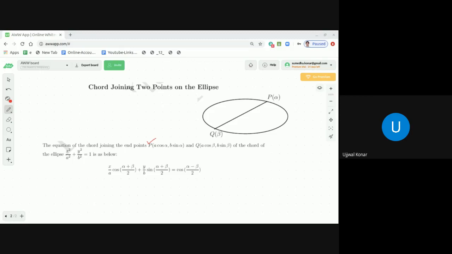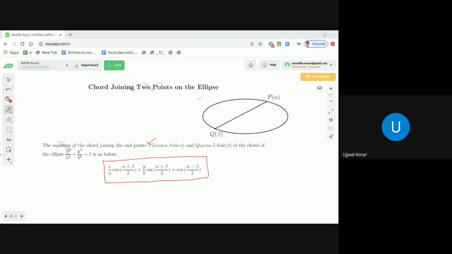And dear students, it is important that you remember this. You can derive it also, but finally, after derivation, you need to remember it so that you can apply this formula whenever a relevant problem comes. Okay, dear students, so this is all about the chord joining two points on the ellipse.